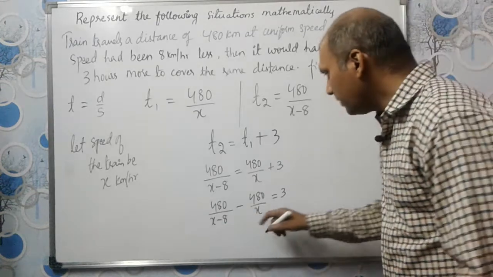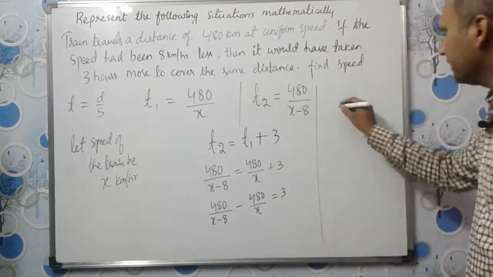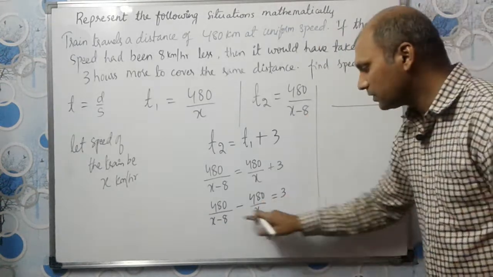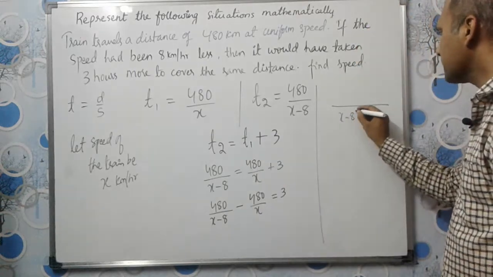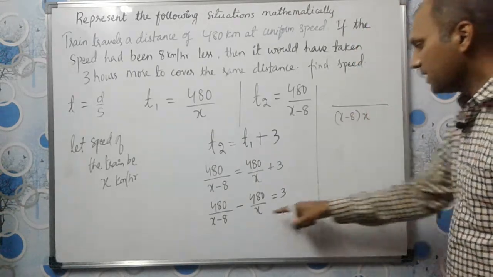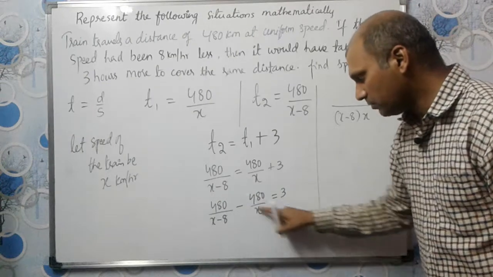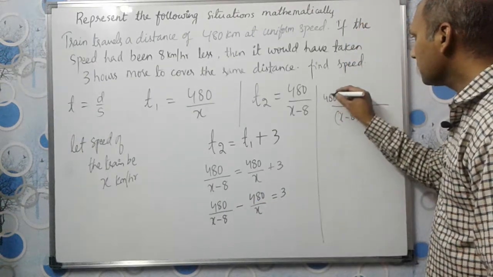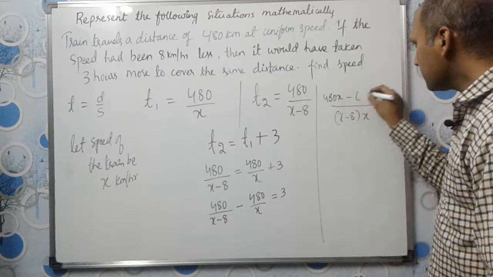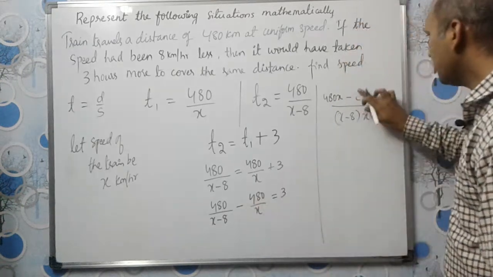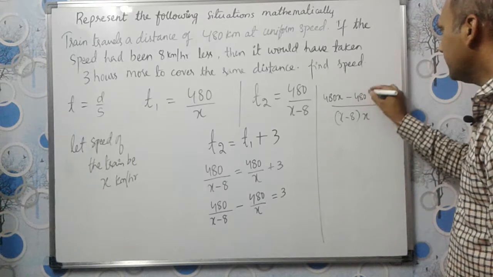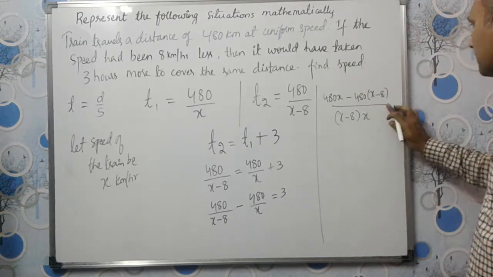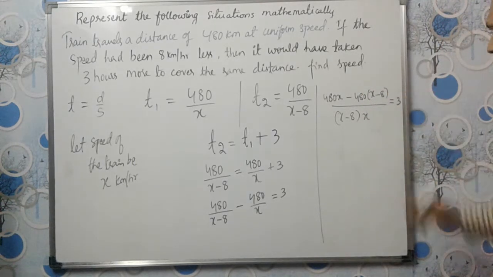Now you see denominators are different. When denominators are different, we should multiply the denominators. So this is x minus 8 multiplied by x, and it is like cross multiplication. We should multiply this 480 into x, minus multiplication of this, right? 480 multiplied by x minus 8 is equal to 3.